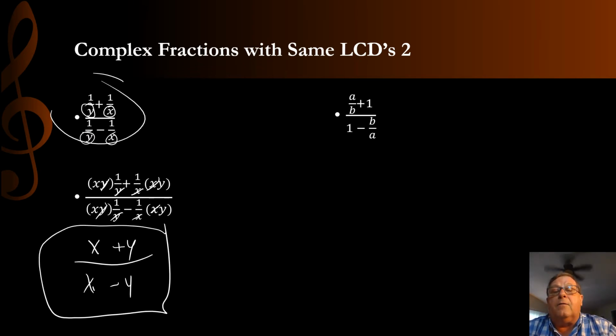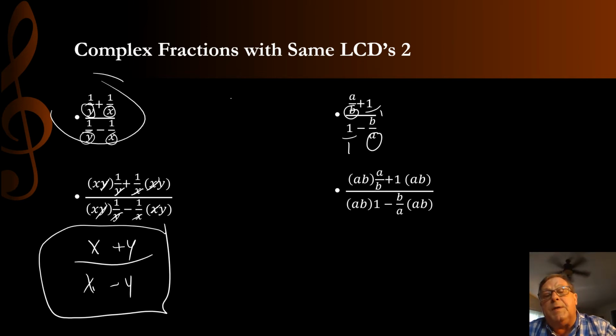All right, so we got a over b plus 1 divided by 1 minus b over a. Well, like we saw in a couple of other examples, with these two 1s right here, the denominators are just 1. So we don't really have to concern ourselves with that part of it. But I do have a b here, and I got an a here in denominators of this complex fraction. And so we're going to multiply every term within that complex fraction times ab, or a times b.